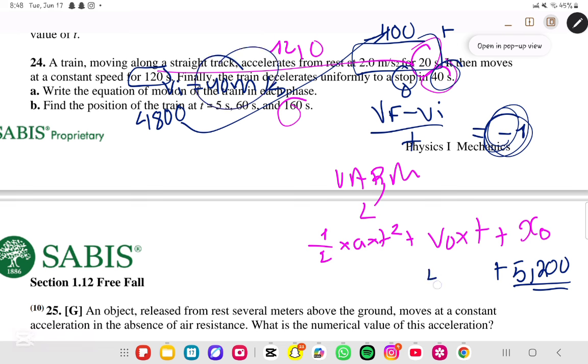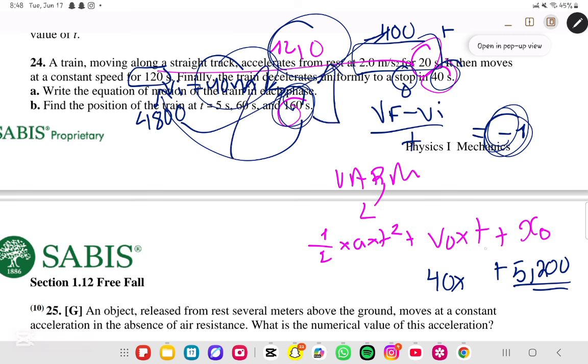And so the velocity initial is 40 times the time, which is 160 minus 140, because remember the total time is 140. So 160 minus 140, which is 20. So 40 times 20 plus 1 over 2 times minus 1 times 20 squared. Let's put it on the calculator: 1 over 2 times minus 1 times 20 squared plus 40 times 20 plus 5,200. You're supposed to get an answer of 5,800 meters. That's it for this video.